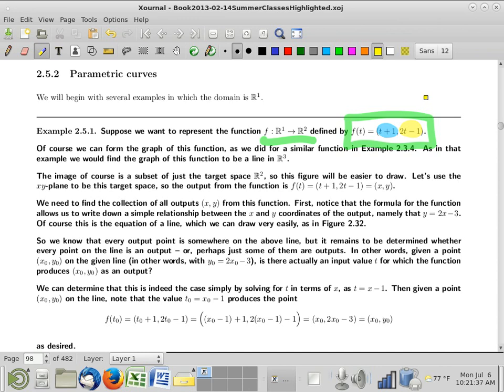So let's try to figure out what the image of this function looks like. What kind of thing is this? I figure it's got a single input, so it's probably a curve. I'm expecting it to be a curve because it's one-dimensional. It's going to live inside of R2. It itself is going to be a one-dimensional thing. How would I know what curve it is?